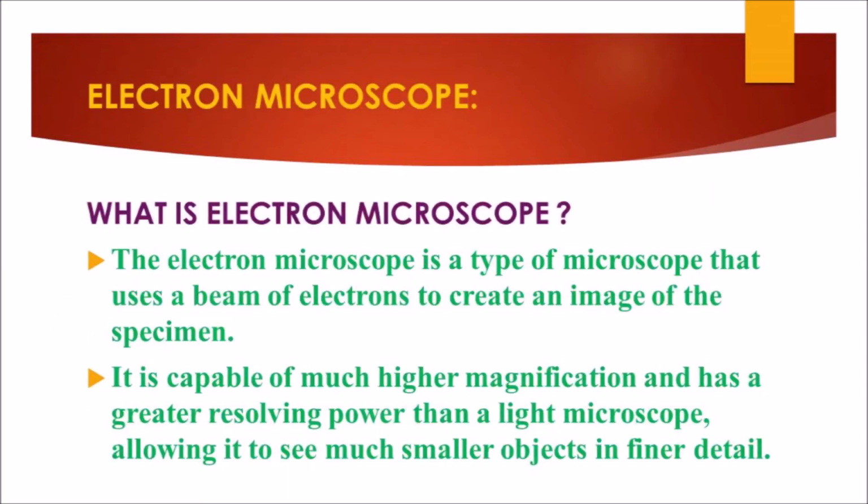The next interesting topic is the electron microscope. What is an electron microscope? The electron microscope is a type of microscope that uses a beam of electrons to create an image of the specimen. It is capable of much higher magnification and has a greater resolving power than a light microscope, allowing it to see much smaller objects in finer detail.